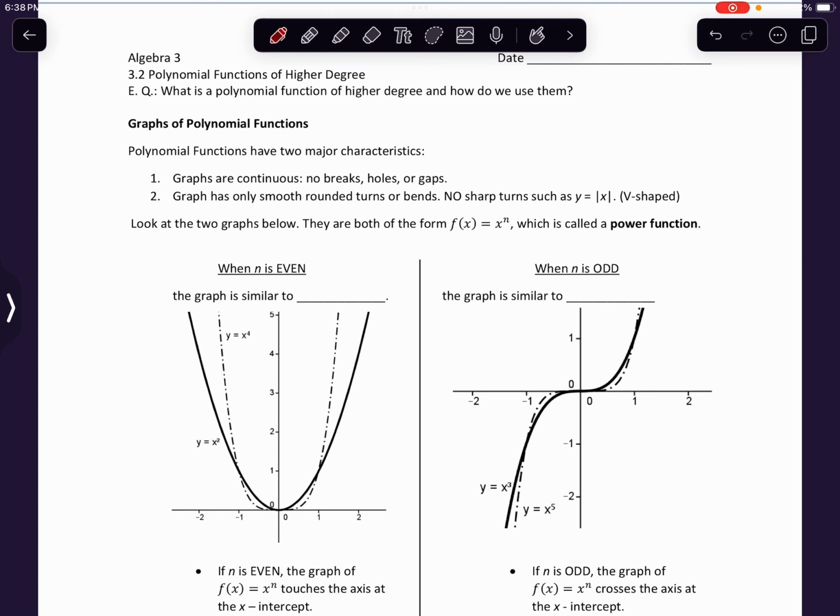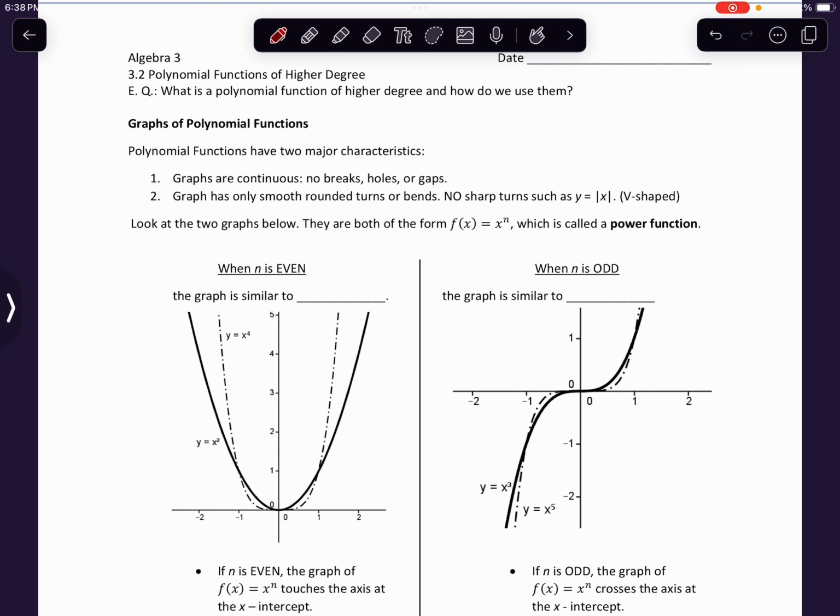So it can't be V-shaped like our absolute value function, no piecewise functions, no reciprocal functions, pretty much just anything that is a regular polynomial function, like with an x squared, x cubed, x to the fourth, x to the fifth, all of that type of stuff.